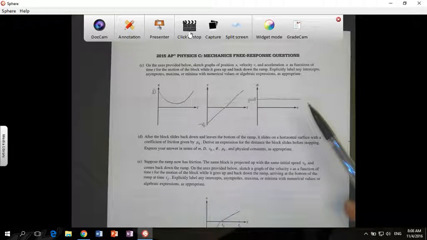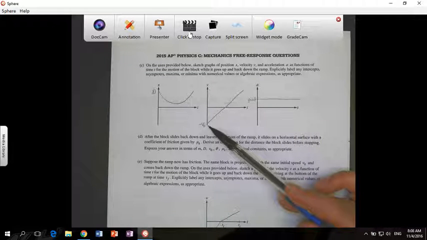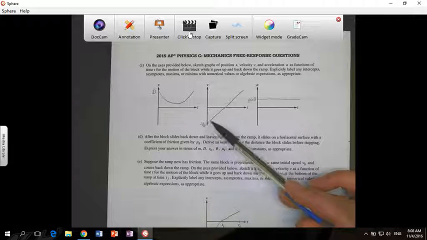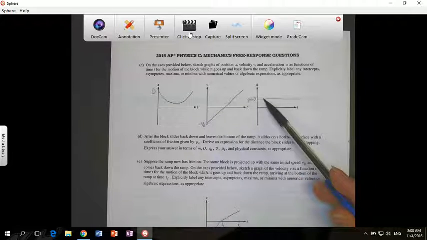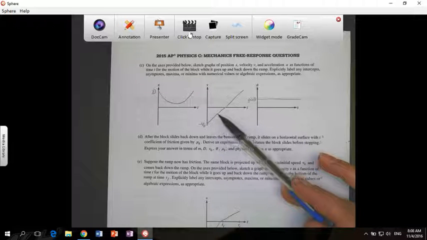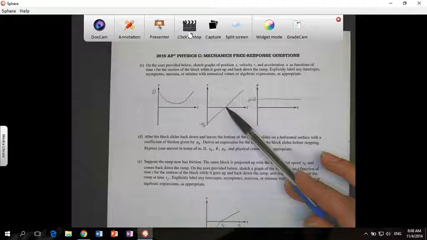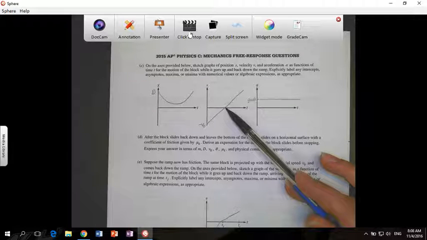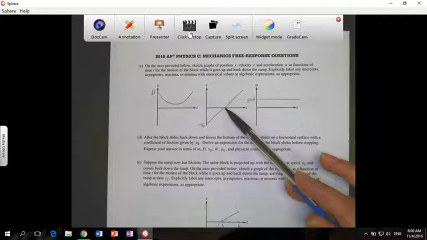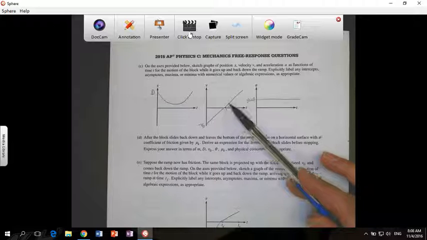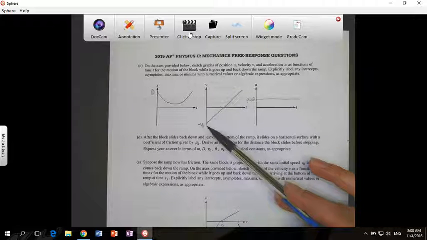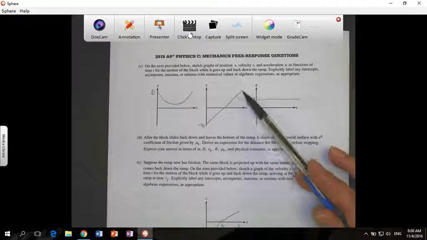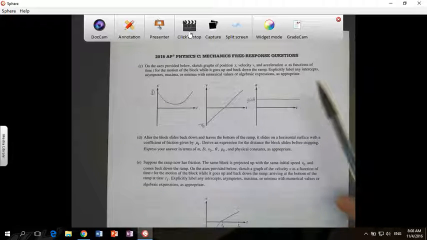And then for my velocity versus time graph, it's given the initial velocity of negative v naught, and that velocity is going to be changing at a constant rate because I have constant acceleration. It's going to go to 0 at some time t, and then it's going to head back down the ramp where the velocity is positive. But notice that my acceleration value, or the slope of this line, remains the same because my acceleration is constant.